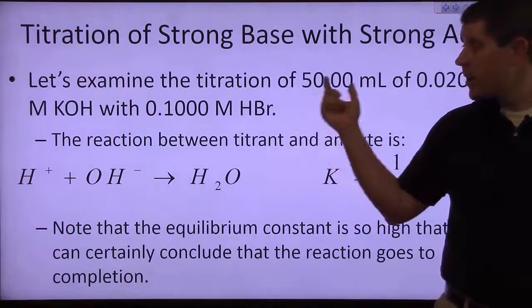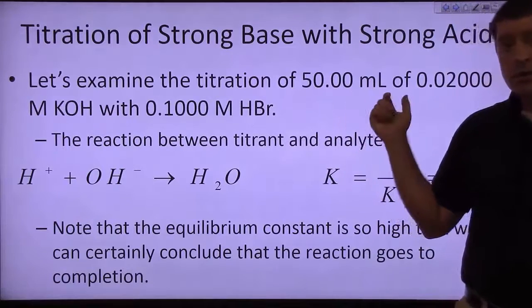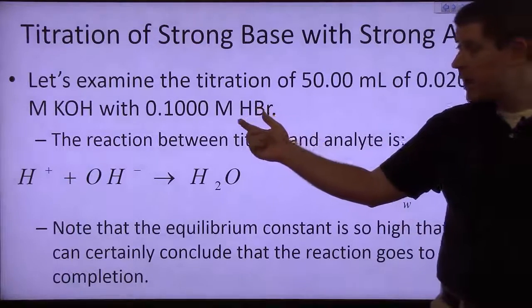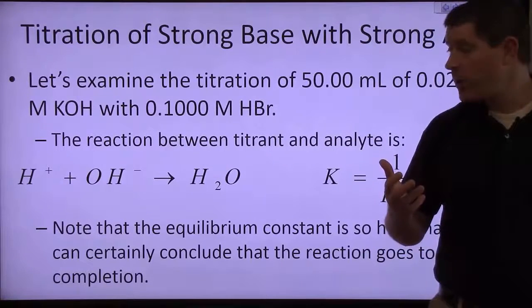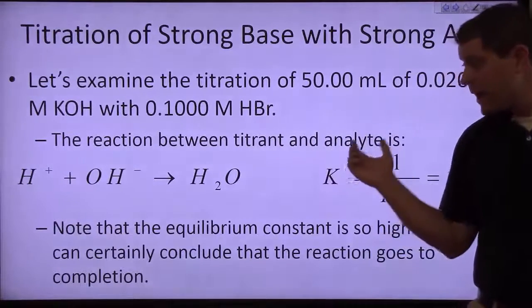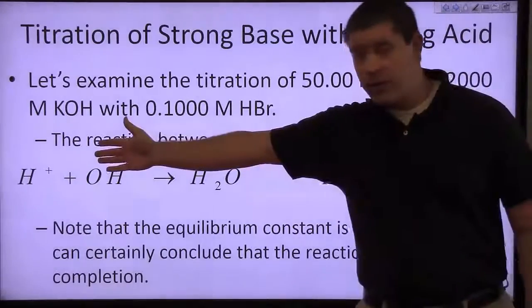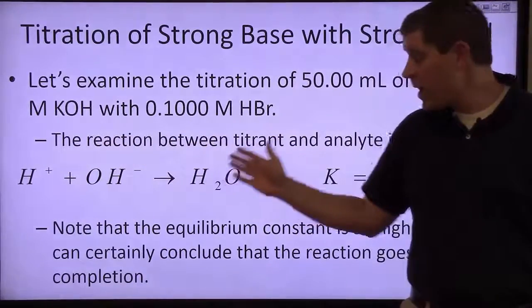So first, let's examine the titration of 50 milliliters of 0.02 molar potassium hydroxide with 0.1 molar hydrobromic acid. Now again, first we need to write the chemical reaction. The reaction between our titrant and analyte is given here. We have hydrogen ions plus hydroxide ions react to yield water.